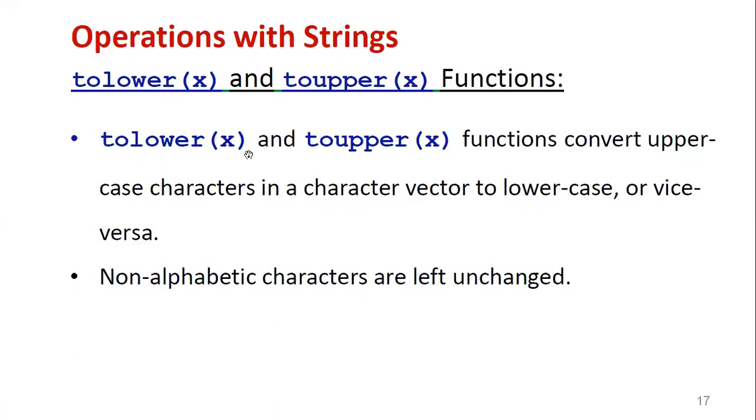So both toupper and tolower functions convert uppercase characters in a vector to lowercase or vice versa. Non-alphabet characters are left unchanged. Only alphabetic characters, letters A to Z, are converted from upper to lower or lower to upper. But non-alphabetic characters, whether numeric or special symbols other than A to Z, can't be changed and remain the same.